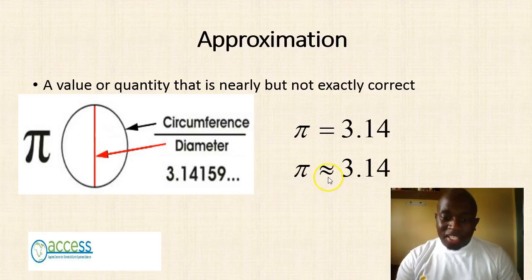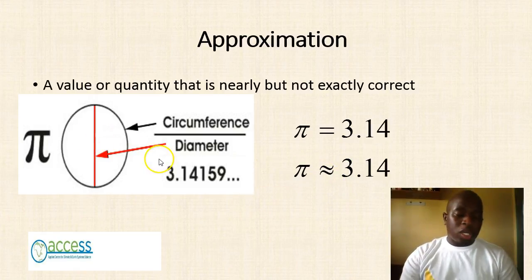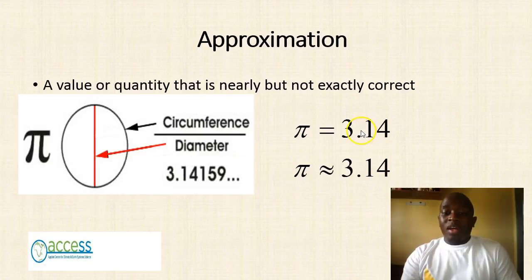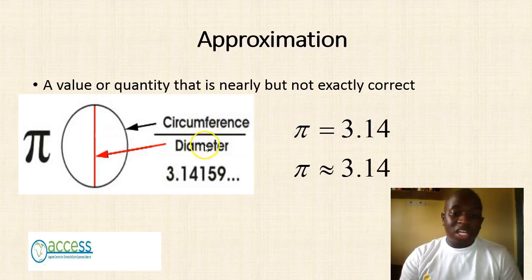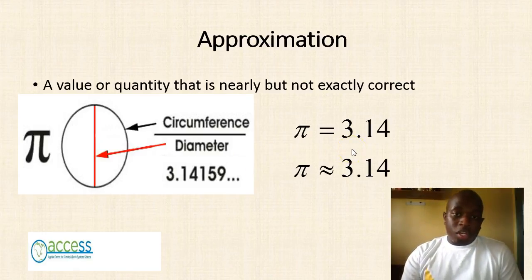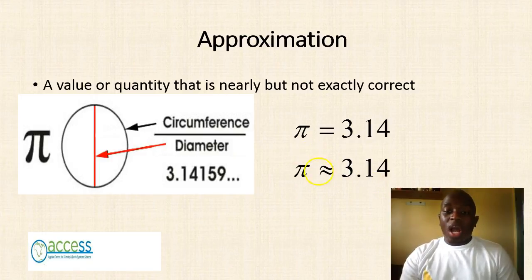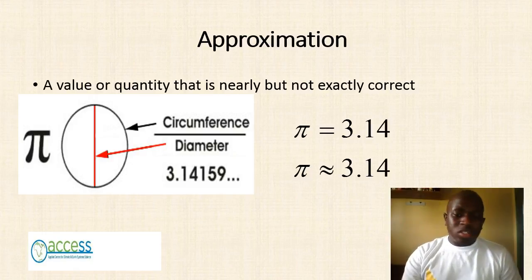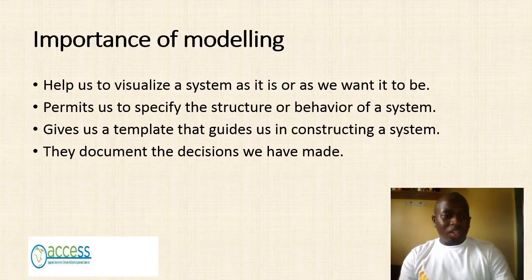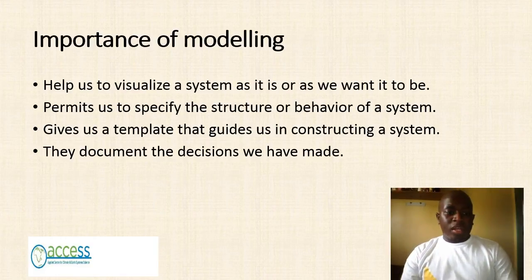Somebody can say it's approximately because, if you look at this picture, this is not a circle. It looks like an oval. For somebody who says circumference over diameter is equal to 3.14, you can easily go against that person. But for somebody who says approximately, you can easily develop a model. It's not exactly, it's approximately. Keep that in mind.